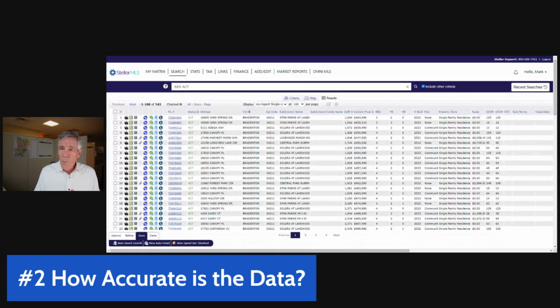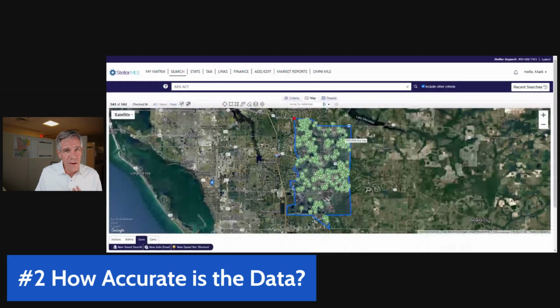So when we go back to this and we look back at the map, some of these over here are actually listed as Bradenton when they really should be listed as Lakewood Ranch. So that's what I mean about bad data in, giving you bad data out. So how do we try and take care of that?